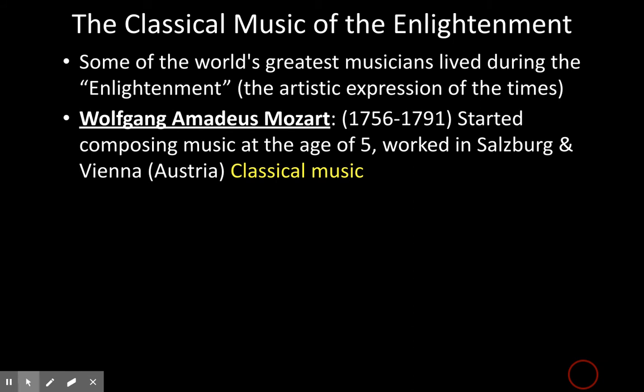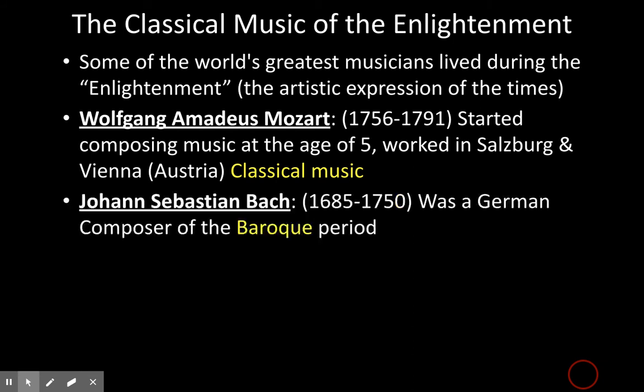And so Wolfgang Amadeus Mozart started composing music at the age of 5, and he worked in Salzburg and in Vienna. That's in Austria. And he's famous. Like when you think of classical music, you probably think of Mozart. If we are in class during this week, I always play some Mozart just so people hear it when they're walking into my classroom. Of course, it's a little different with this digital experience.